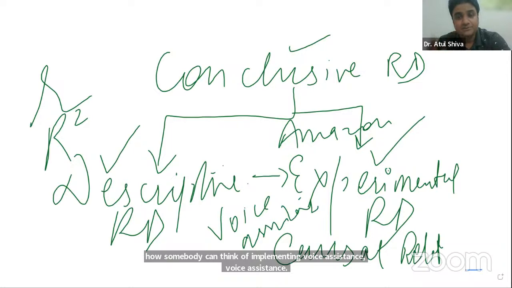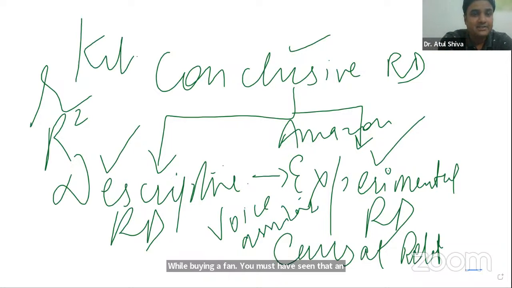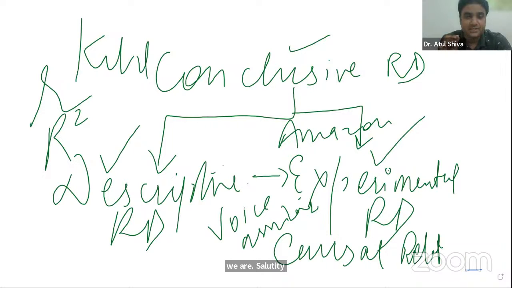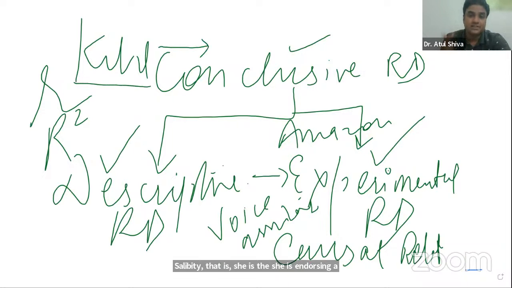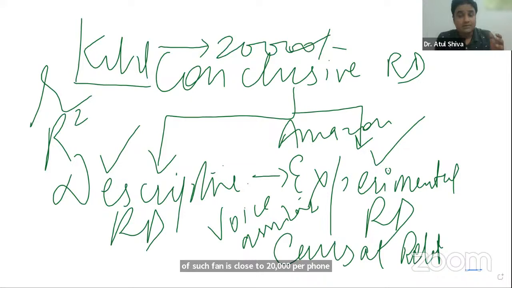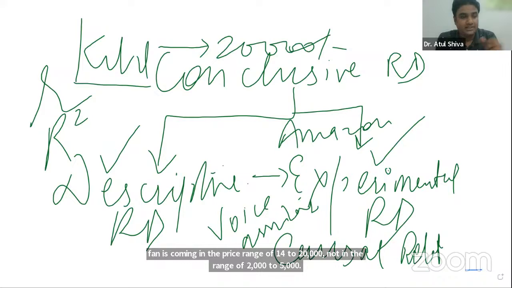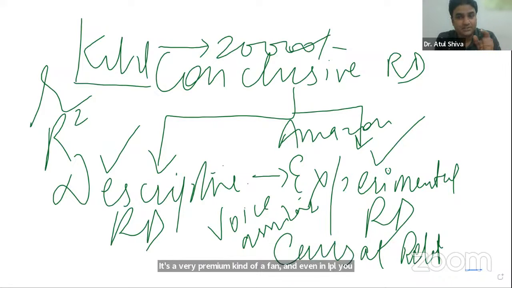You must have seen an advertisement coming for a fan where celebrity endorsement is fully utilized by the company, and the celebrity is an entertainment celebrity, Hema Malini. She is endorsing a fan which is enabled with voice assistants, and the price of such a fan is close to 20,000 per fan. That means a fan enabled with Alexa is coming in the price range of 14 to 20,000, not in the range of 2,000 to 5,000. It's a very premium kind of fan, and even in IPL, you can see the advertisement coming for this brand.